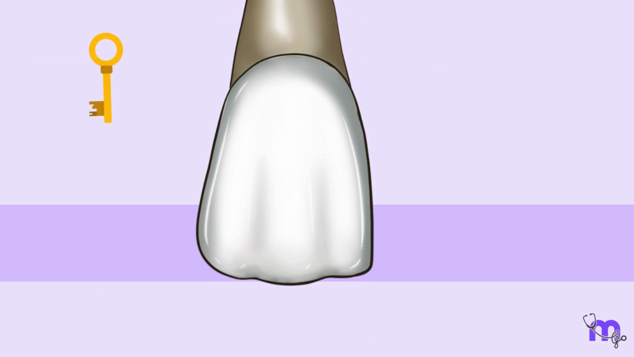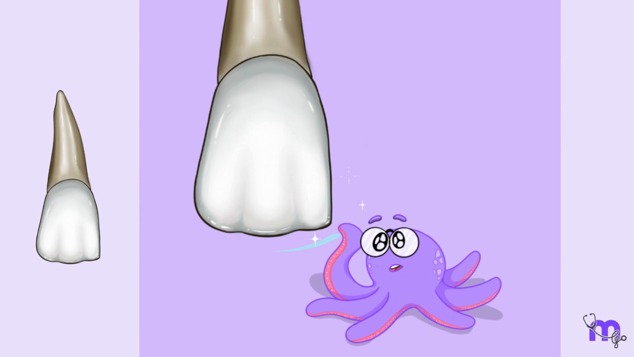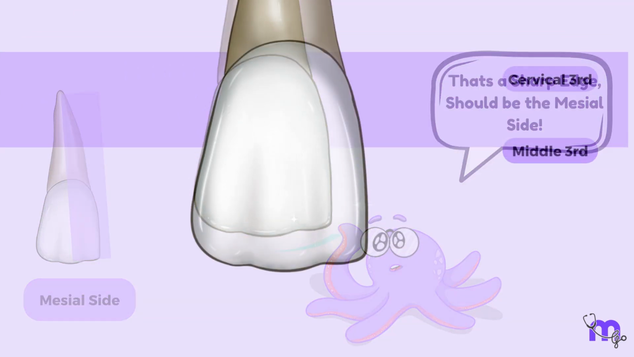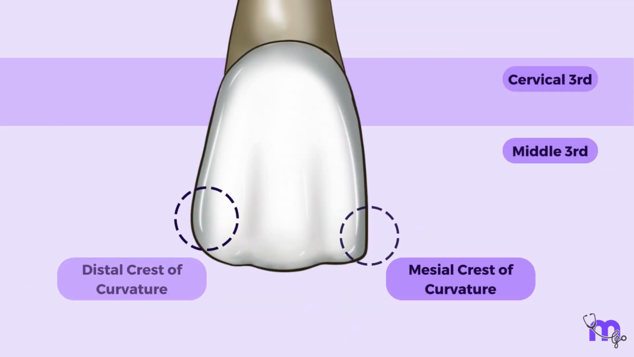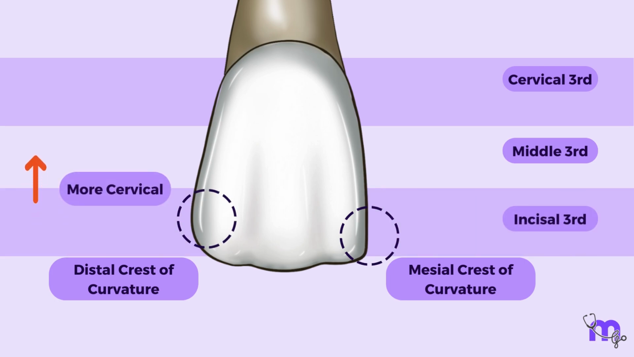Key points to remember from the outline are: the mesio-incisal angle is sharper, while the disto-incisal angle is rounded. This helps us identify the mesial side of a tooth and thereby identify the side of the tooth. Both the mesial and distal crests of curvature are in the incisal third itself. The distal is more cervical than the mesial.